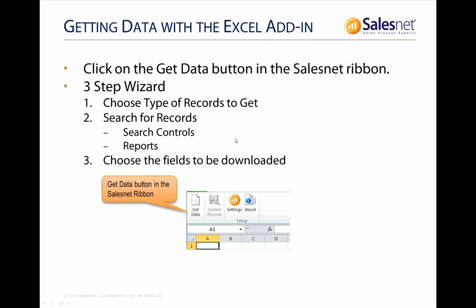Now, getting data with Salesnet. How does this work? This is a 3-step wizard that walks you through selecting what types of records you want to download. How are you going to search for them? You have a couple of different options. And then you get to pick the fields that you want to pull down into Excel from Salesnet. It all starts from the Get Data option here.